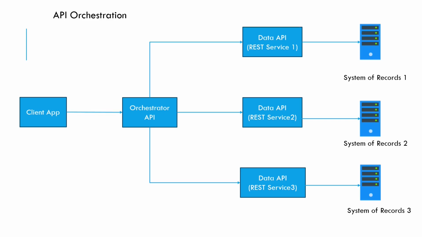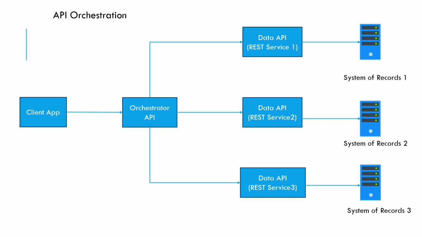It means that whenever a client sends a request, it just sends the request to the orchestration API, and this API is going to communicate with the required data APIs in the background. So once the responses come back from these SORs via the data APIs, it is the responsibility of the orchestrator API to aggregate the responses. So suppose you got three JSON strings, right?